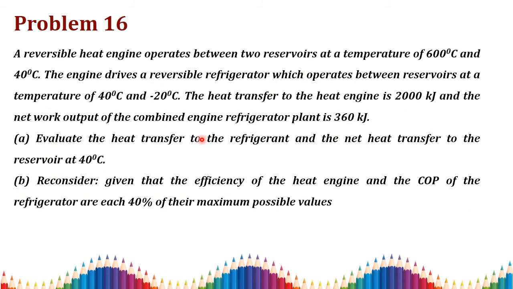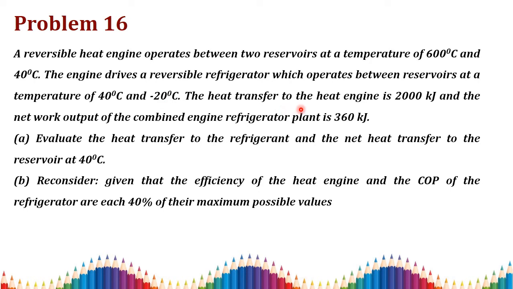Problem number 16. A reversible heat engine operates between two reservoirs at temperatures of 600 degrees Celsius and 40 degrees Celsius. The engine drives a reversible refrigerator which operates between a reservoir at a temperature of 40 degrees Celsius and minus 20 degrees Celsius. So here we have a reversible heat engine which operates between the higher temperature reservoir TH1 as 600 degrees Celsius and TL1 as 40 degrees Celsius. Then the engine drives a reversible refrigerator which operates between TH2 as 40 degrees Celsius and TL2 as minus 20 degrees Celsius.